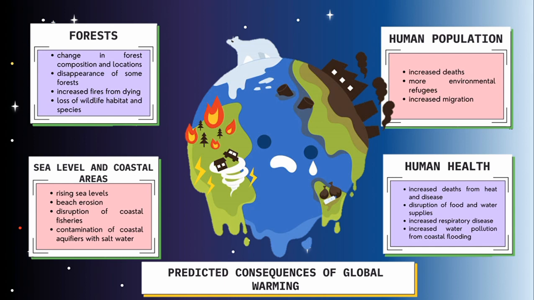Predicted consequences of global warming in the sea level and coastal areas: rising sea levels, beach erosion, disruption of coastal fisheries, contamination of coastal aquifers with salt water, and lastly, we have here consequences of global warming in human health: increased deaths from heat and disease, disruption of food and water supplies, increased respiratory disease, and lastly, increased water pollution from coastal flooding.